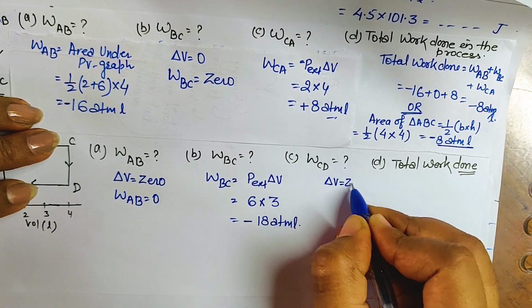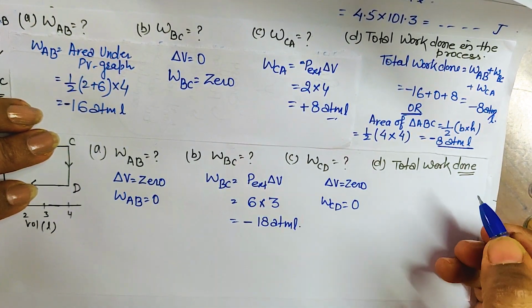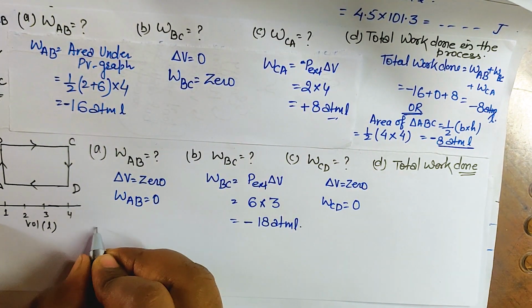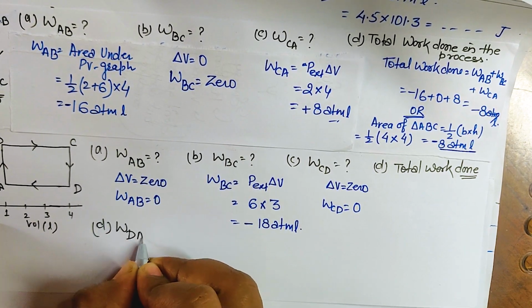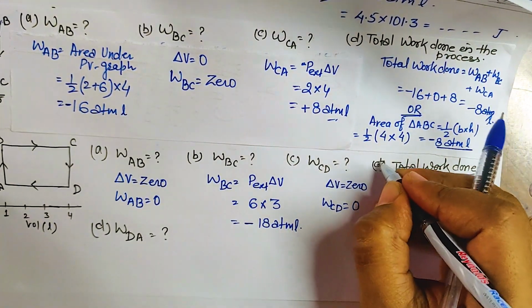Now CD, again it is a line, and the volume is not going to change here also, so we can say 0, that means W_CD is also 0. Yes, now one question is left here. DA. Let me find first this, and then we will do the total work done.